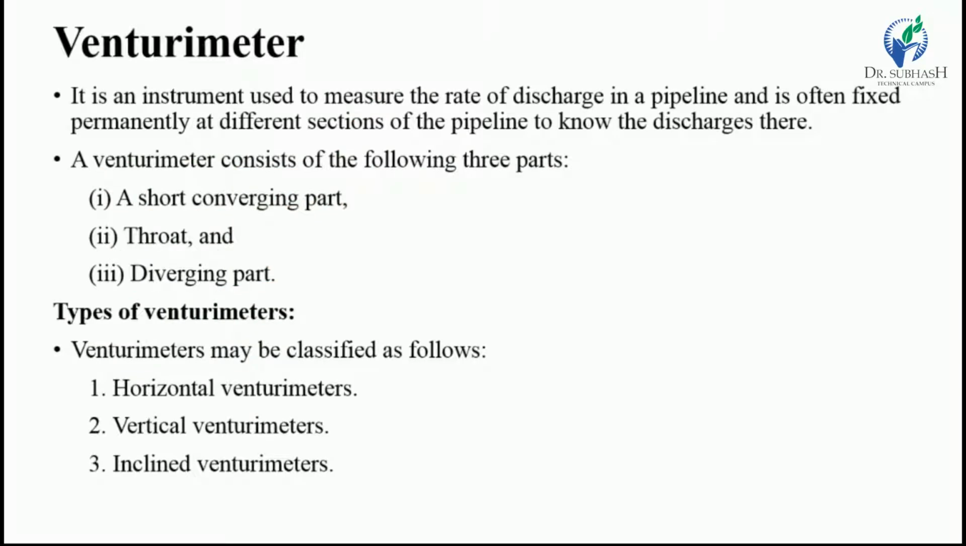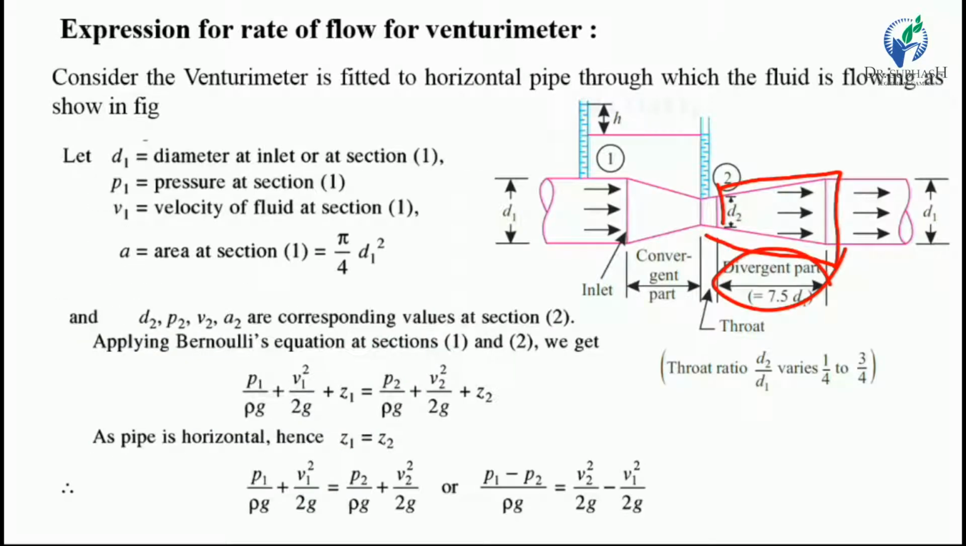Now, types of Venturimeter. The Venturimeter is mainly classified according to the position in which it is placed in the pipe. According to that, there are the horizontal Venturimeter, vertical Venturimeter and inclined Venturimeter. Now we will derive the equation of discharge or rate of flow for a Venturimeter.